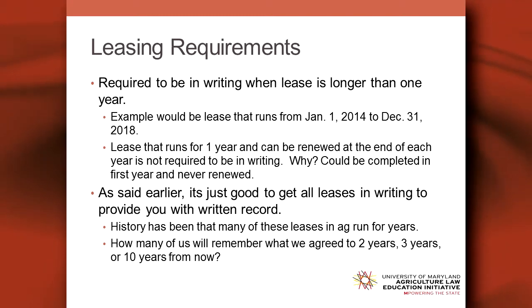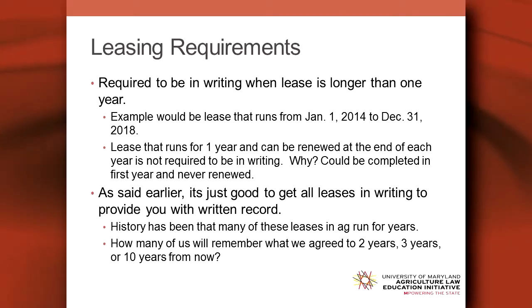But if you have sort of the same lease that runs just from January 1 to December 31st of this year and could be continually renewed at the end of each year, that is not a lease for longer than 1 year, because theoretically you could end at the end of the first year. That's what we see a lot of in ag. Those leases don't need to be in writing, but again, it's just a good idea to get them in writing. Why? Because history tells us that leases like that run for a long period of time, and people may not remember what was agreed to 2, 3, 4, 5, 20 years down the line.